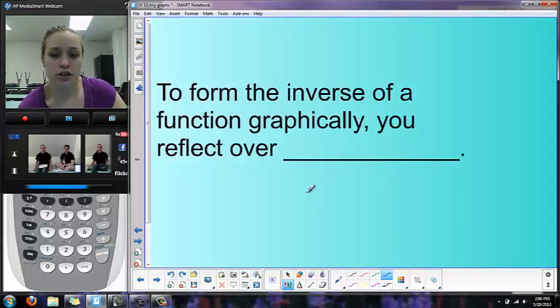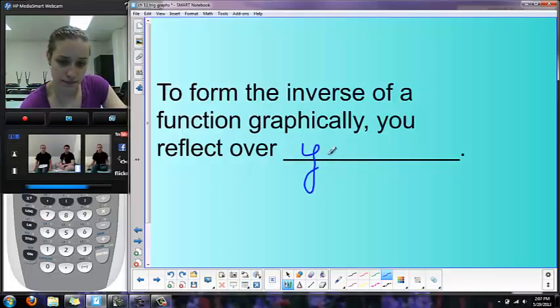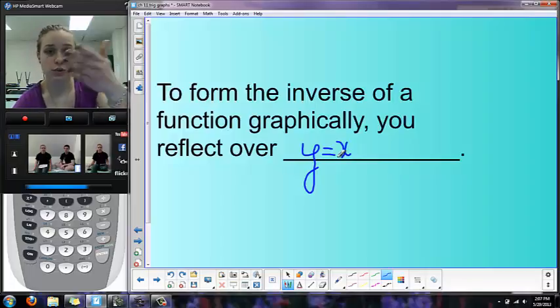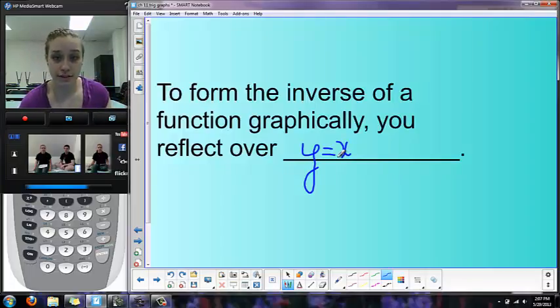Okay. To form the inverse of a function graphically, you reflect over the line y is equal to x. If you were to find the inverse of an equation, you switch the y's and the x's. So that's why, if you're finding the inverse of an equation graphically, you flip it over the line y is equal to x, because you're doing the same thing. You're just flipping or switching those x's and y's.